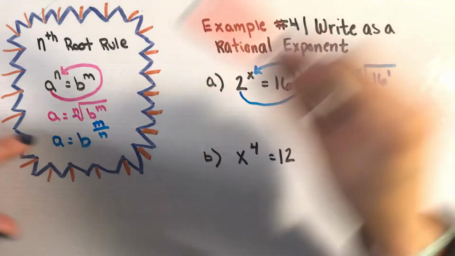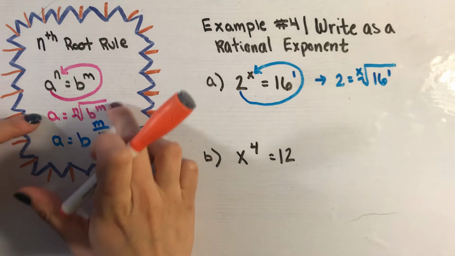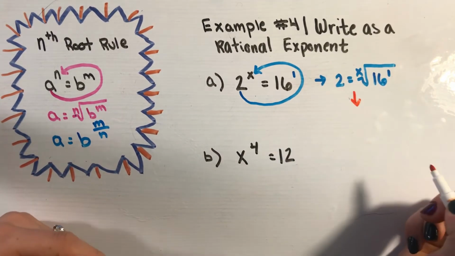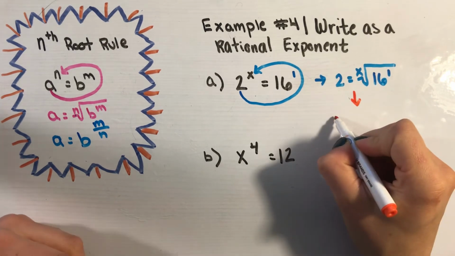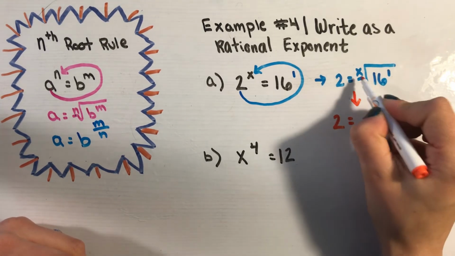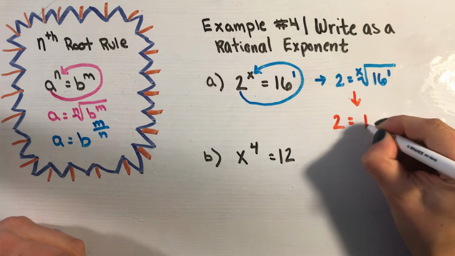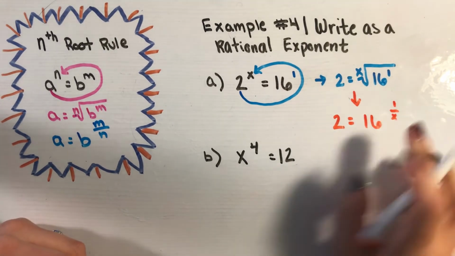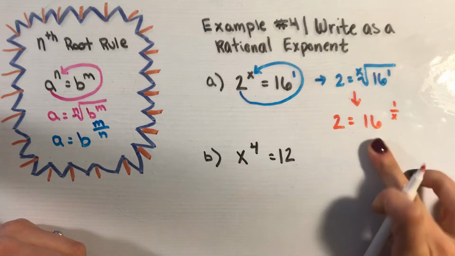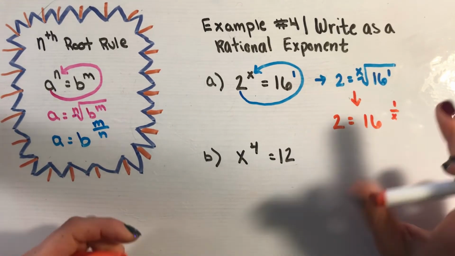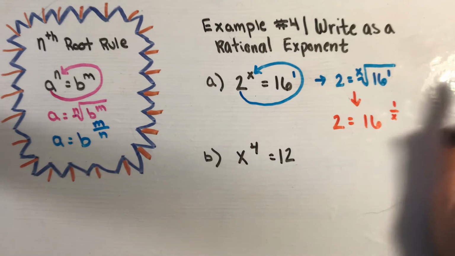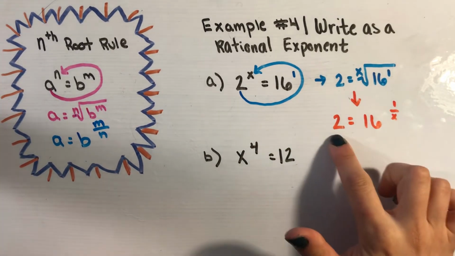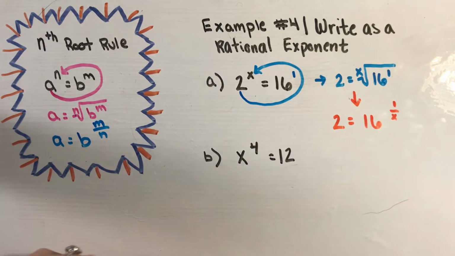From here, I'm going to take this step and rewrite it. So I know 2 is going to equal, x is my root. So I know 16 is my base, x is my root over 1. So it's 2 equals 16 to the 1 over x power. And that's where I want us to stop. We're just rewriting, we're not solving, we're not doing anything fancy. So just this for now.